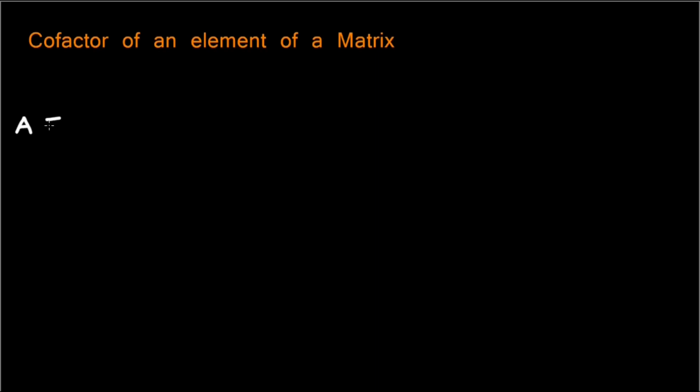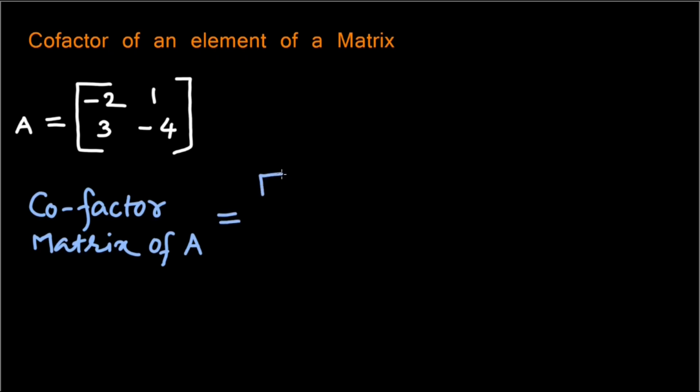Now we will understand how to find the cofactor of an element of a matrix. Consider a 2 by 2 matrix A, which is minus 2, 1, 3, minus 4. We are going to find the cofactor of every element of this matrix. That is, we will write the cofactor matrix of this matrix A. The cofactor matrix is the matrix of the minors of each element of the matrix with proper sign. So the cofactor matrix of A will be a matrix of the minors of these elements with proper sign.